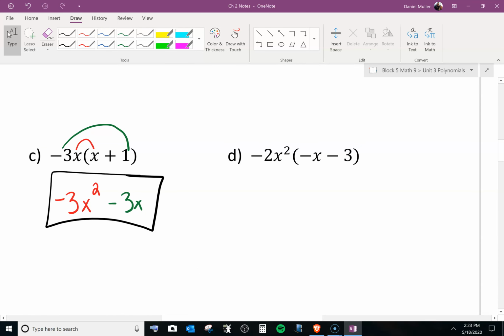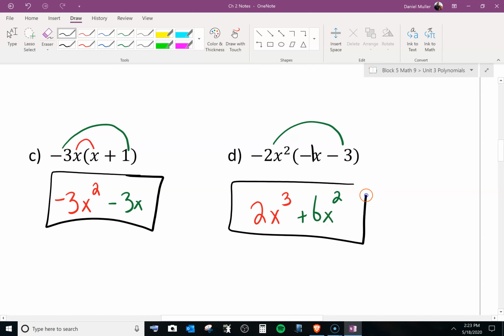And then letter D, I'm going to put a 1 here just to help out. So we'll do this one first. So negative 2 and negative 1, if you multiply those, is a positive 2. x squared and an x gets me an x cubed. And then I can do this green one here. Negative 2 times negative 3 is a positive 6. And then there's an x squared. There's none over there, so it's just the x squared. And there we have it.